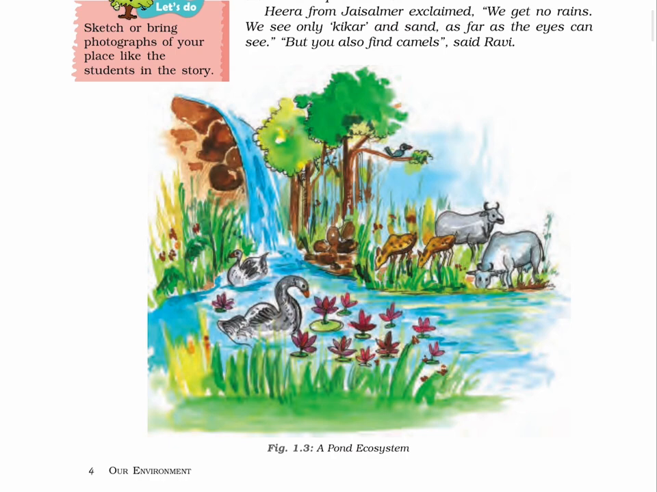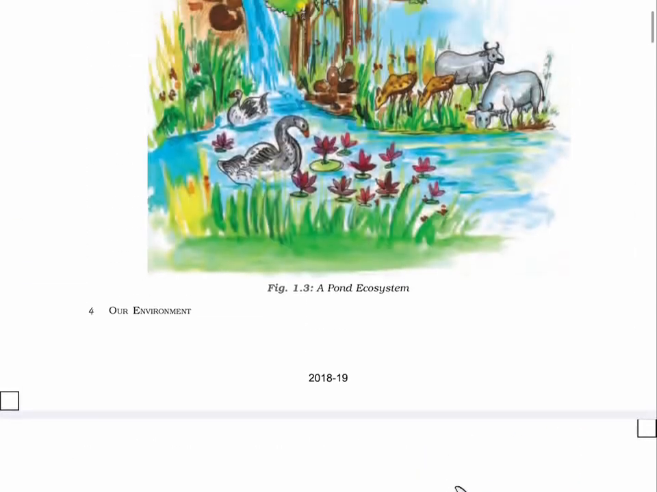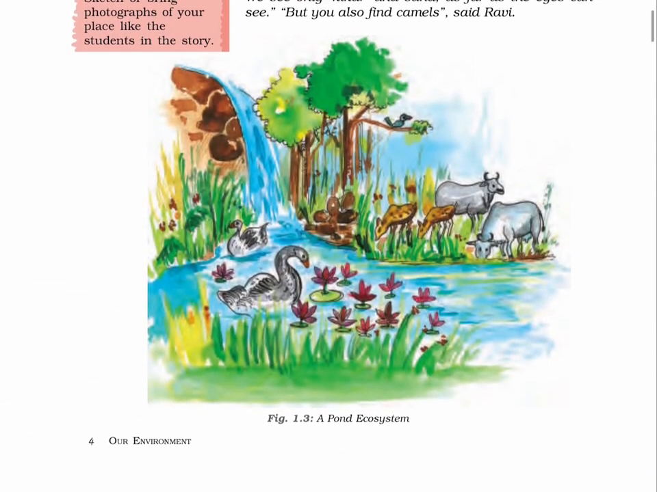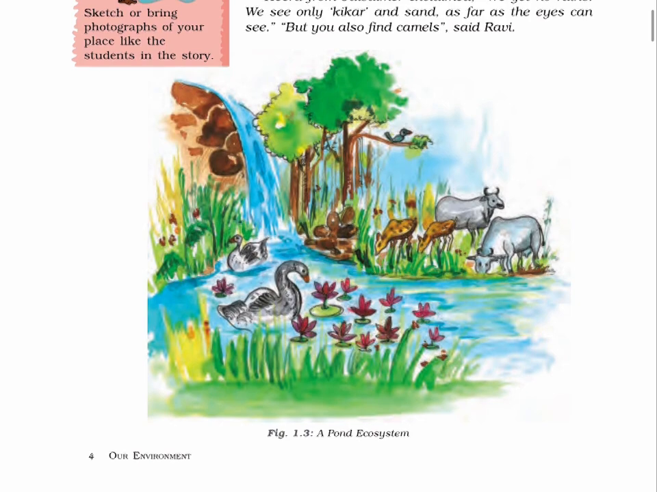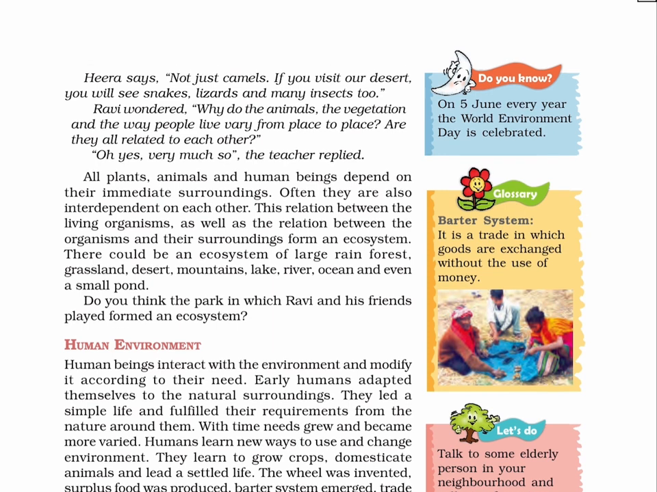Below this we have a picture representing a pond ecosystem. We see the different land animals, water creatures and birds living in harmony. Page 5. Hira says, "Not just camels. If you visit our desert, you will see snakes, lizards and many insects too." Ravi wondered, why do the animals, the vegetation and the way people live vary from place to place? Are they all related to each other?